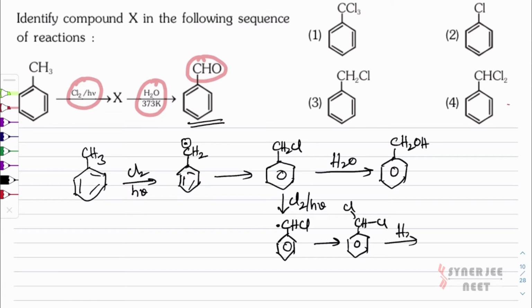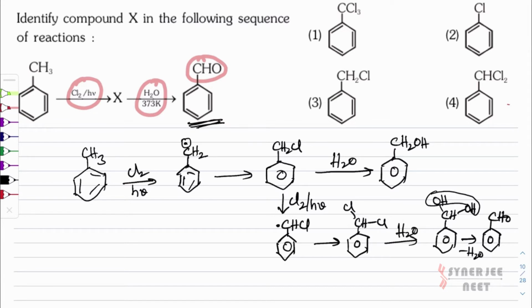Suppose this compound is hydrolyzed. Then, in the place of two chlorines, you can substitute two OH groups, and these two OH groups are on the same carbon. So it is not a stable compound. If you eliminate a water molecule from it, you will get benzaldehyde. So that is the product they are expecting.